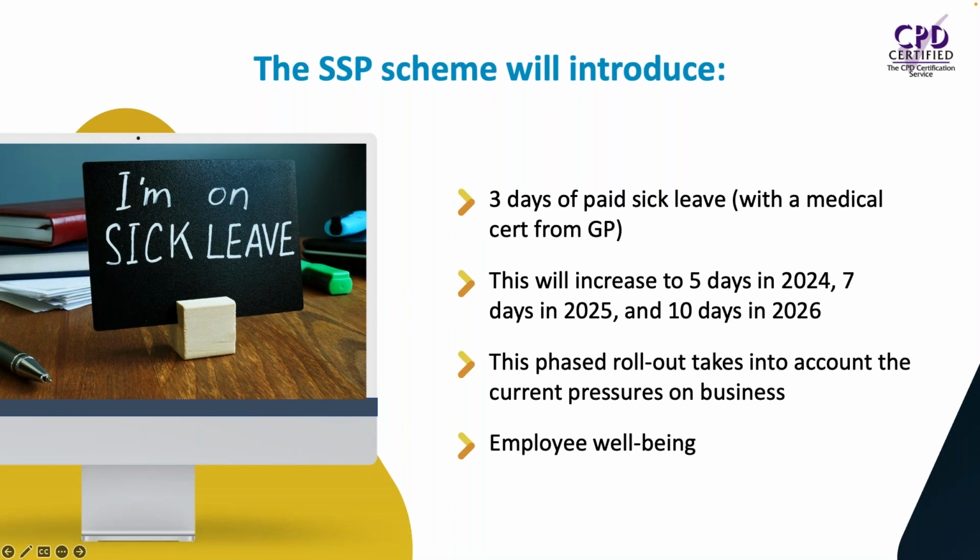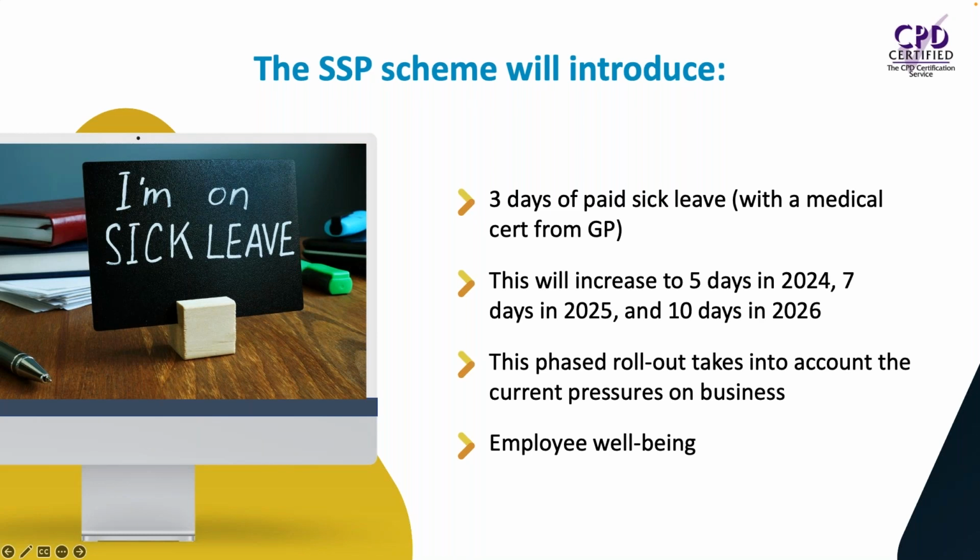This phased rollout takes into account the current pressures on businesses in terms of rising costs and inflation. The staggered rollout has been designed to avoid placing an excessive financial burden on employers. It gives them the time to plan and budget for the additional costs.